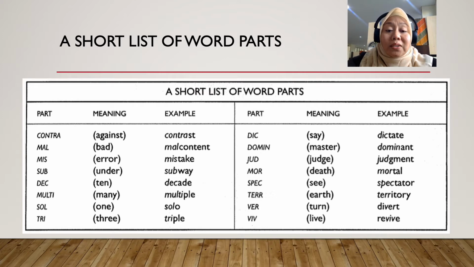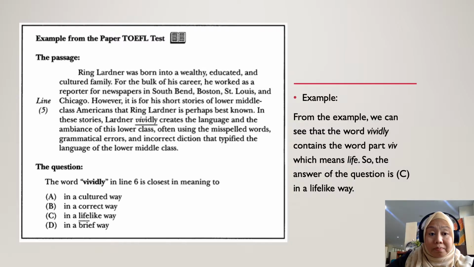Okay, so if you know the meaning of these word parts, it will help you when you see certain words which have these word parts in them. Let's take a look at the example here. Here we have the word vividly. The question is, the word vividly in line 6 is close in meaning to... See, it's here.